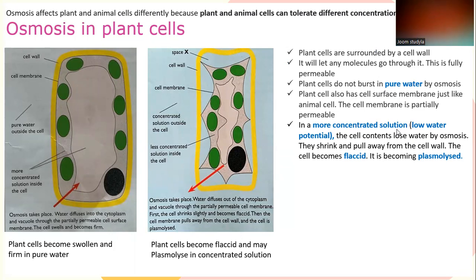In a more concentrated solution, with low water potential, the cell loses water by osmosis. They shrink and pull away from the cell wall, and the cell becomes flaccid and undergoes plasmolysis. You can see that the plant cell becomes swollen and firm in pure water, whereby osmosis takes place: water diffuses into the cytoplasm and vacuole through the partially permeable cell surface membrane, and the cells swell and become firm.